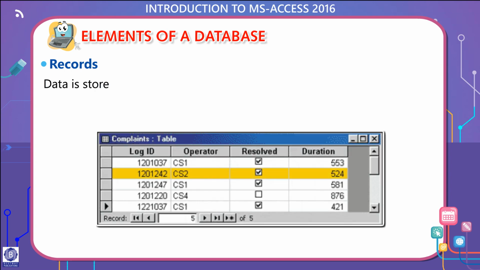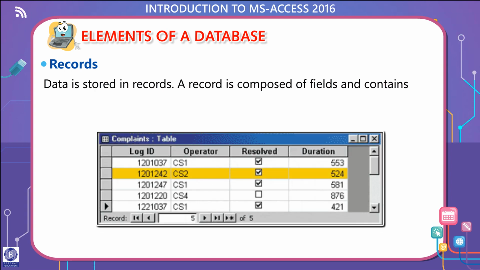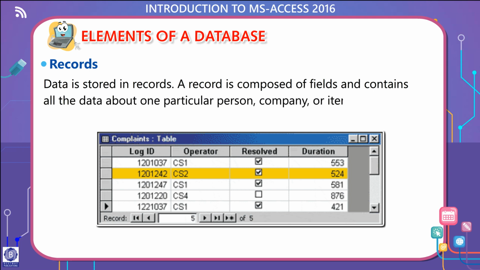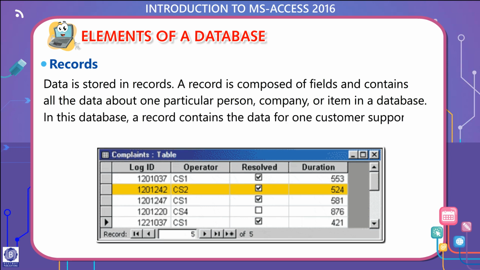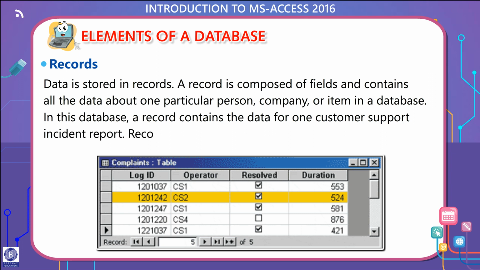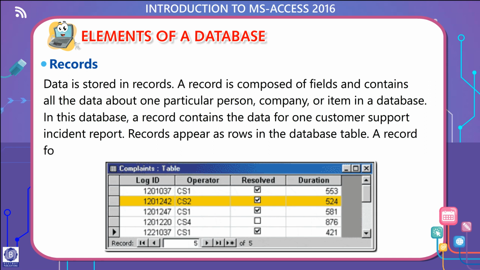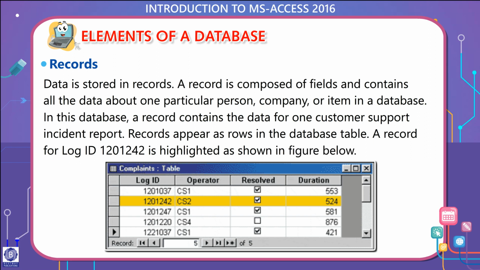Records. Data is stored in records. A record is composed of fields and contains all the data about one particular person, company, or item in a database. In this database, a record contains the data for one customer support incident report. Records appear as rows in the database table. A record for log ID 1201242 is highlighted as shown in the figure below.